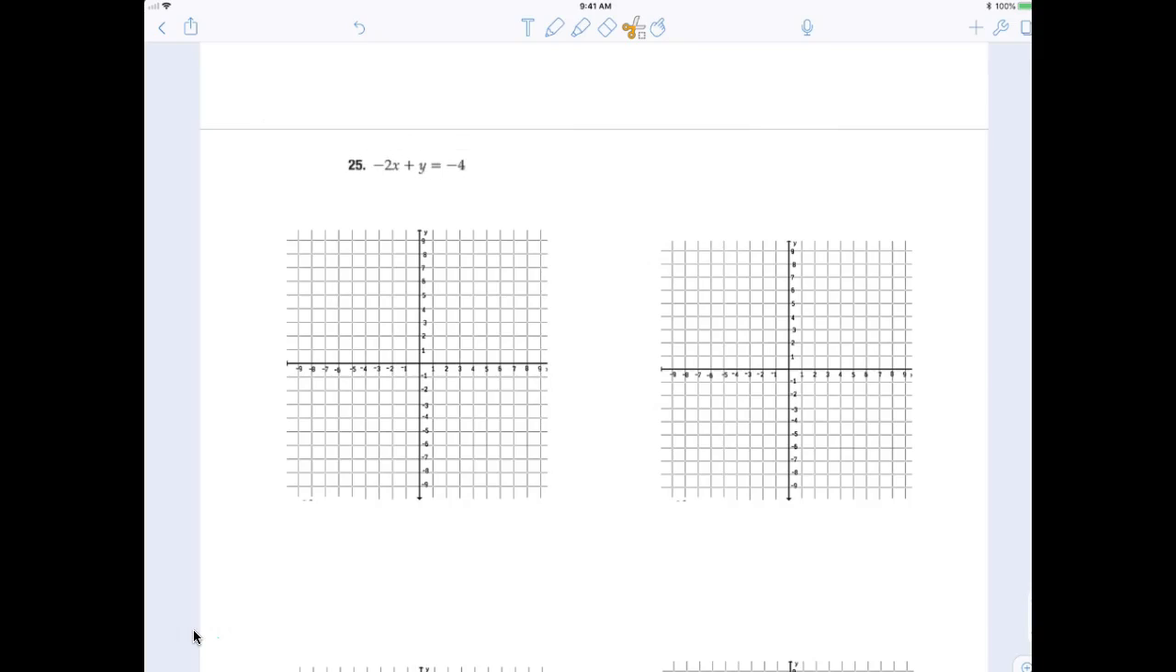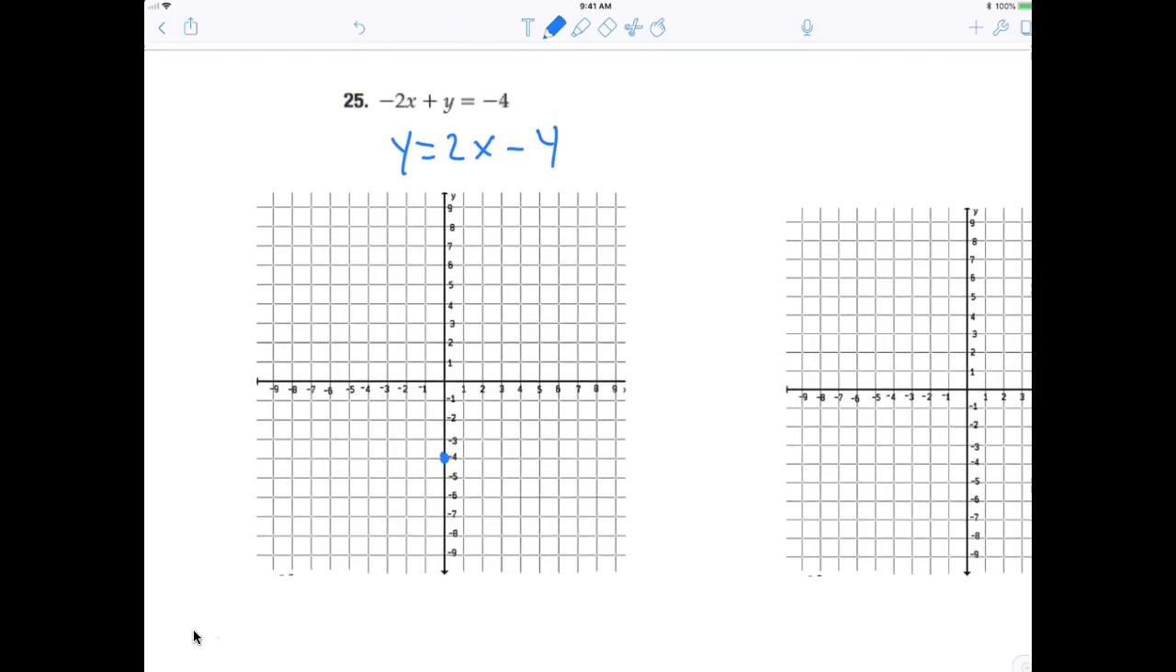It's y equals 2x minus 4. All right, now what? And then you have to graph the y-intercept. Put it on negative 4. And then what? And then you go up 2. Beautiful.